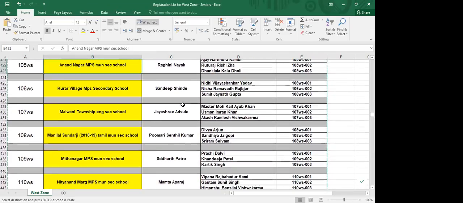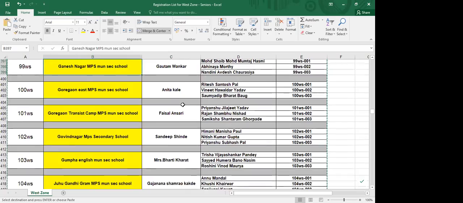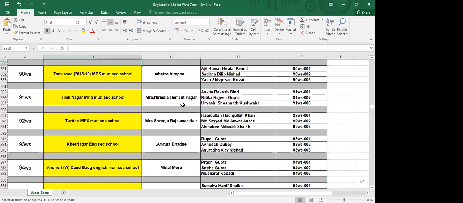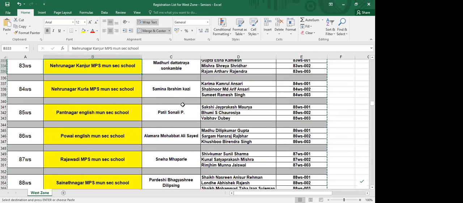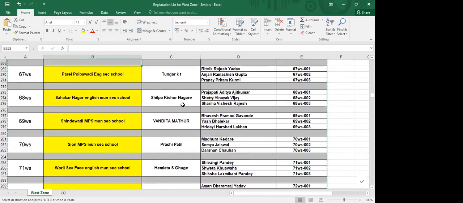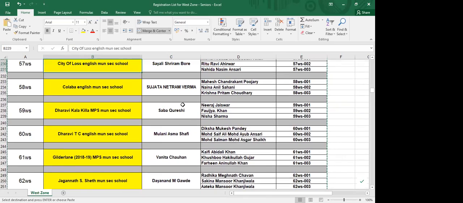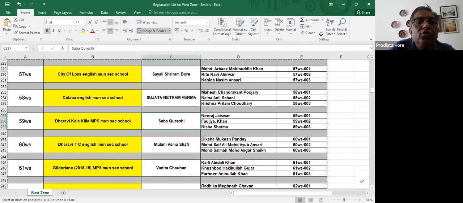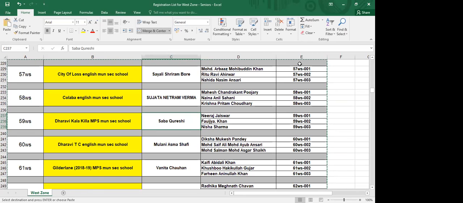Okay, so here we have the list of the schools, and you all are supposed to rename yourself using the codes here, the participant codes. Our list starts from school number 57. Column E is what you need to rename yourself with. So Muhammad Arbaz is going to rename himself using this code, 57WS001.